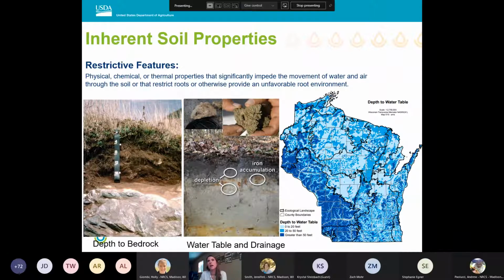And then the figure on the right is showing the variability in depth to water table across the state. So it's definitely different depending on where you go. And these can affect different conservation practices. Obviously, if you're trying to install a fence and you have a shallow depth to bedrock, you might have some challenges. So something to consider. Next slide, please.